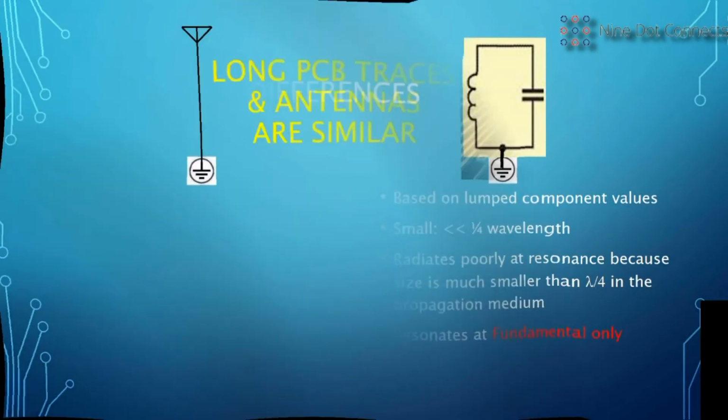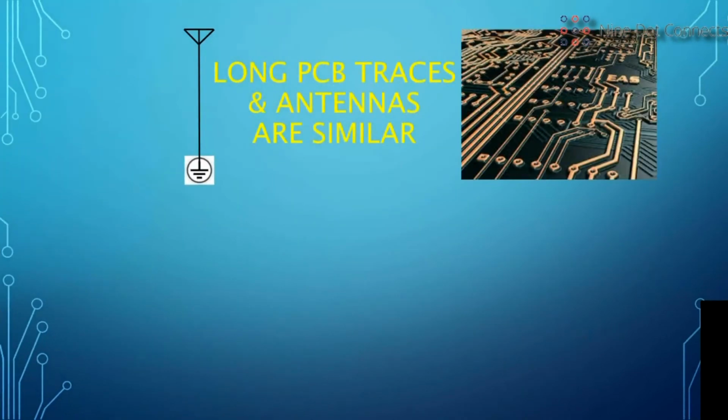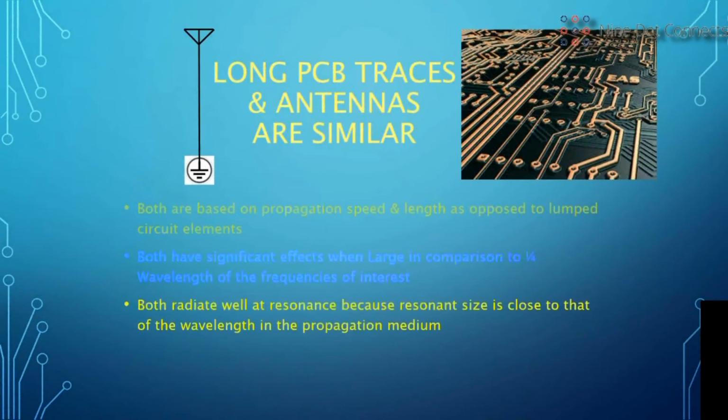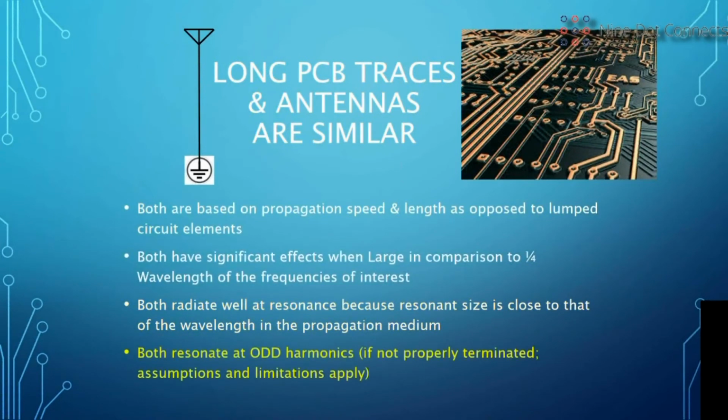So let's compare PCB traces. Are they similar to an antenna or different? Both are based on propagation speed and length, as opposed to simple lumped circuit elements. Both have significant effects when large in comparison to a quarter wavelength of the frequencies of interest. Both radiate well at resonance because resonance size is close to that of the wavelength in the propagation media, making the radiation resistance low. And both resonate at odd harmonics if not properly terminated. Assumptions and limitations apply.